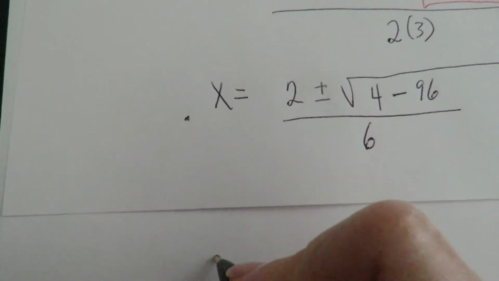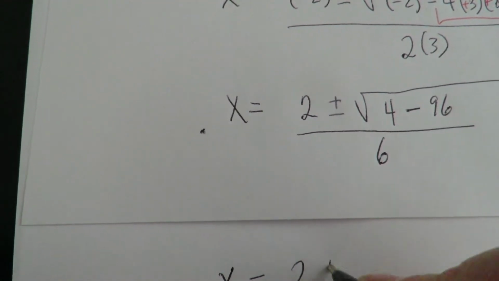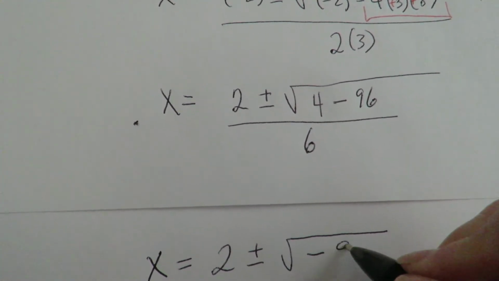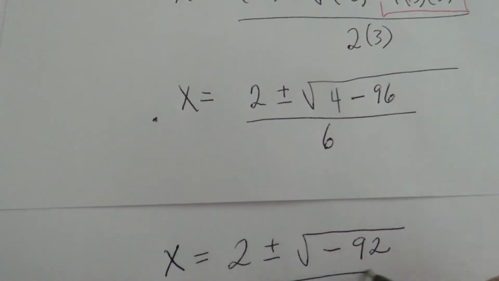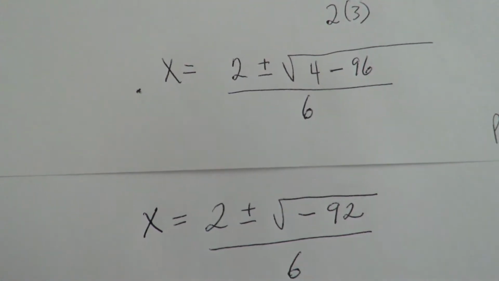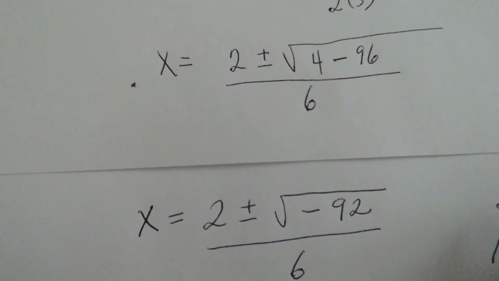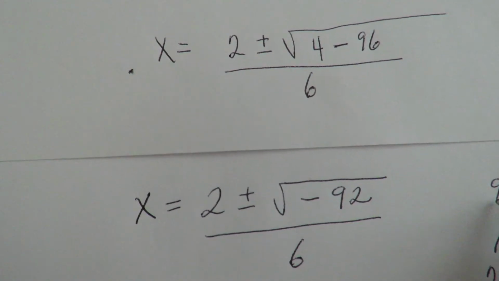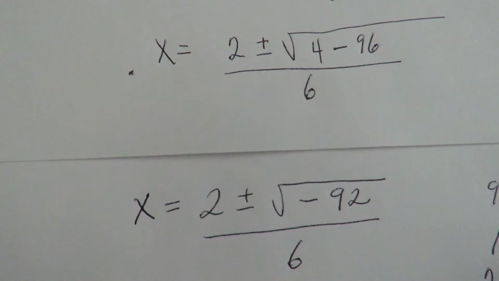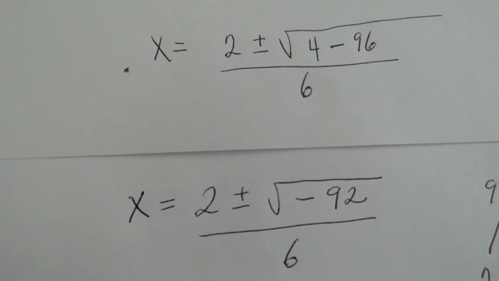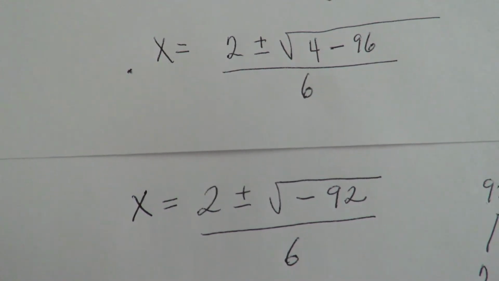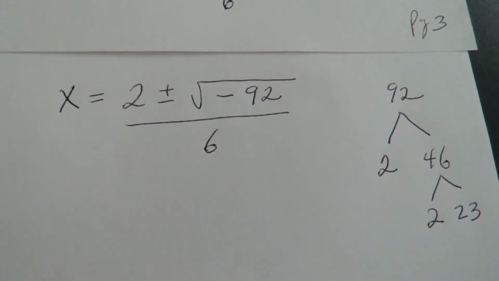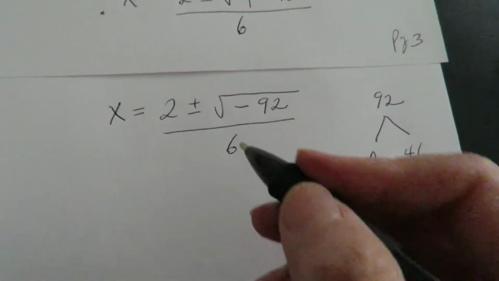Keep working on that radical until it's done, or as far as it can go. -92 when we add this, and again we are in complex numbers. Let's look at 92 as a number. 2 goes into 92, let's see, that would be 46 times. 2 goes into 46 23 times, and 23 is a prime, so okay.